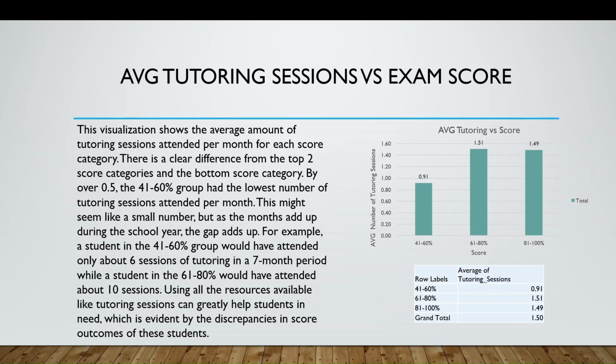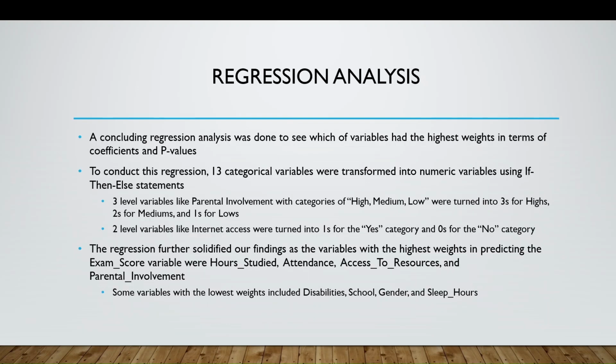So for example, a student in the 41 to 60% group would have attended only about 6 sessions of tutoring in a 7-month period, while a student in the 61 to 80% group would have attended about 10 sessions. Using all the resources available, like tutoring, can help a lot in terms of getting that score up and helping yourself out in a class. And so making sure that the students are taking advantage of these resources can really help their academic outcomes.